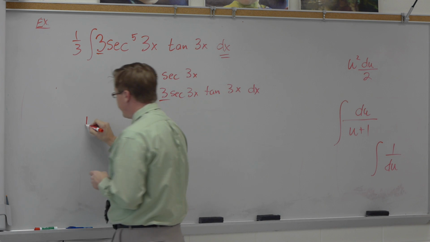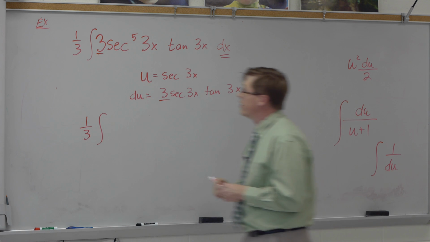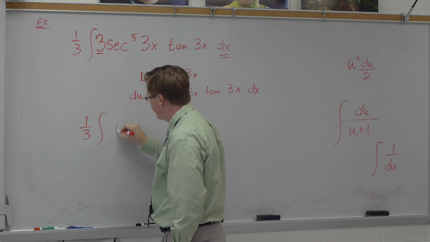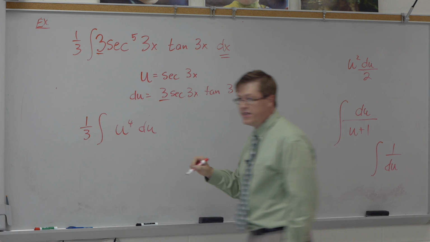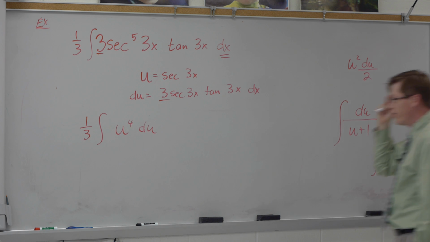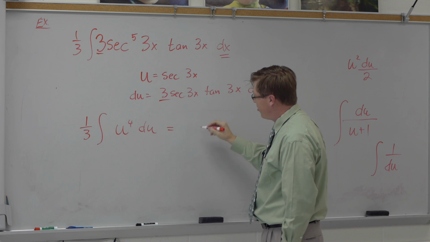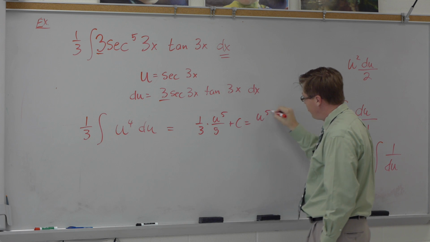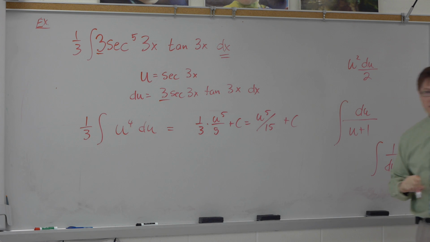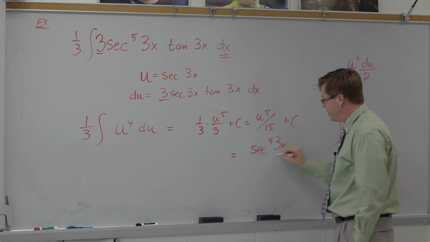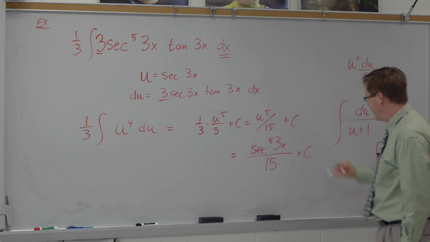Okay, so once I've done this, then the u substitution becomes u to the 4th du. Why is it not u to the 5th? You have to take out a secant 3x. I had to take out a secant for the du. So the integral of 1/3 u to the 4th du is just 1/3 times u to the 5 over 5 plus c, which is u to the 5 over 15. Which is secant to the 5th of 3x over 15 plus c.